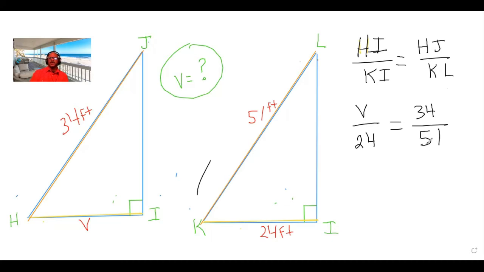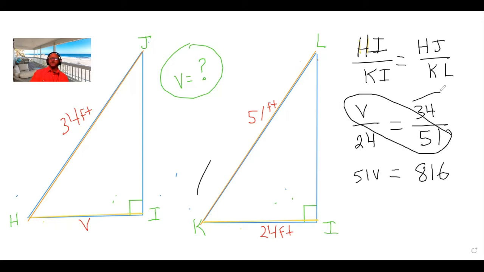Okay, and if you do your math correctly, 51 times V is 51V, and that equals 34 times 24. You have to multiply these two. If you multiply that correctly, you should get 816. So we're multiplying diagonally this way, we get 51V. We're multiplying 24 times 34. That gives us 816. We know that means we're going to be dividing those two numbers, right?